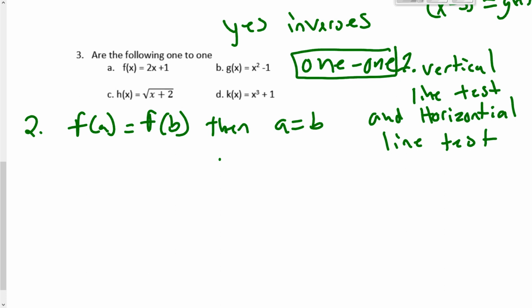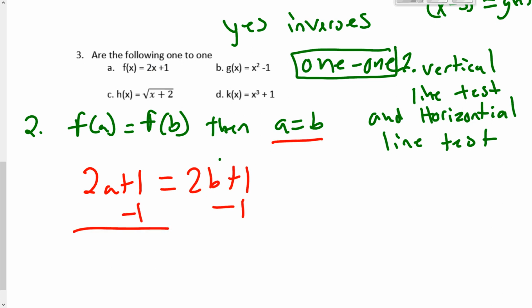So you can do that, whichever one works best for you. So if I put f of a equals f of b, then f of a would be 2a plus 1, and I set that equal to f of b. F of b would be 2b plus 1.